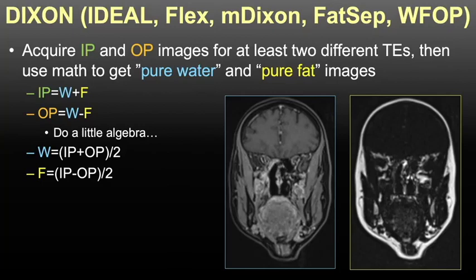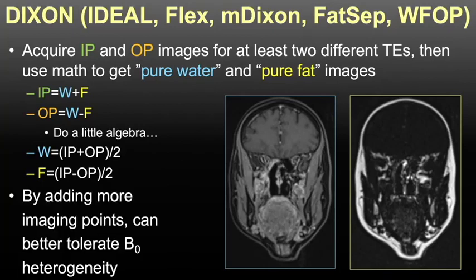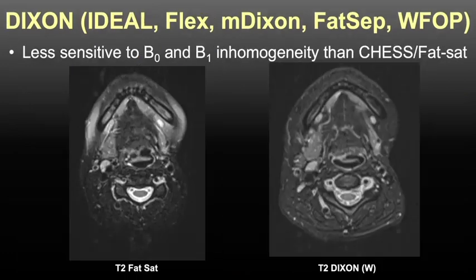from those two in-phase and out-of-phase images. Now, you can do additional time points, and this is known as multi-point Dixon or three-point Dixon techniques. You can generate images that have better field heterogeneity tolerance. What's good about Dixon is that it is inherently less sensitive to B0 and B1 inhomogeneities than CHESS fat-sat techniques.